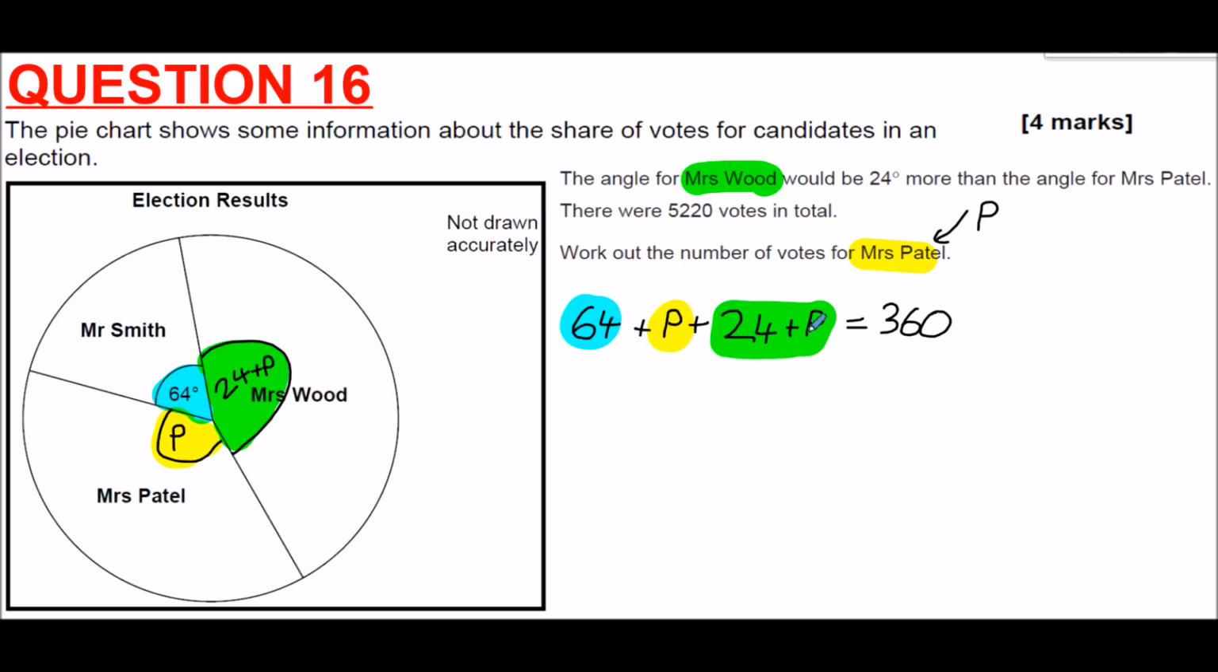So P plus P, we have 2 P's, and 64 for Mr. Smith, 24 here relating to Mrs. Wood. 64 plus 24 would be 88. So 2P plus 88 equals 360. This is an equation we can solve. So we want to have P on its own, so we can move this 88 to the other side. If we swap side, we swap sign. This plus 88 will become minus 88.